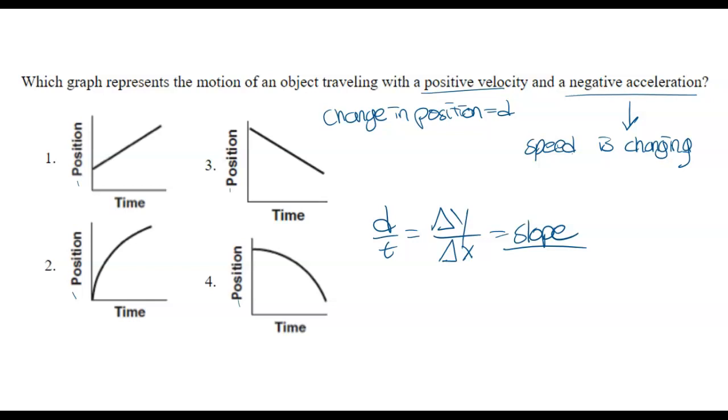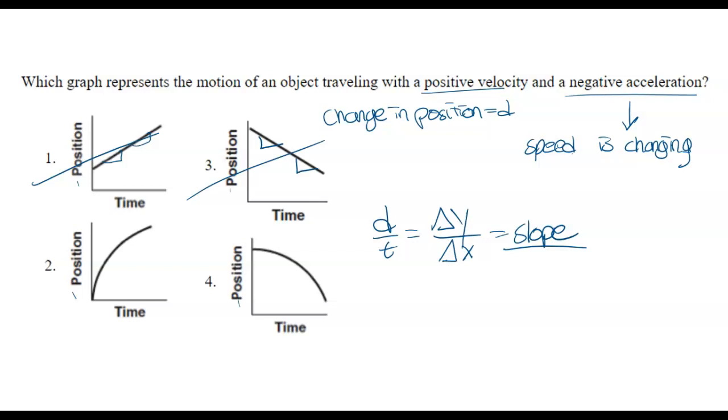So anytime I have a constant slope on a position time graph, that means my speed is not changing. So I can cross off this one and this one because both of those describe a constant speed. The slope here is the same as the slope there. The slope here is the same as the slope there.